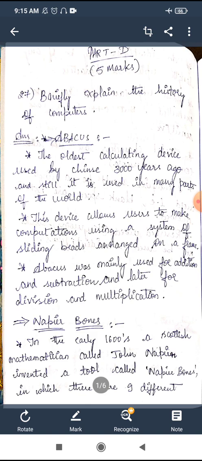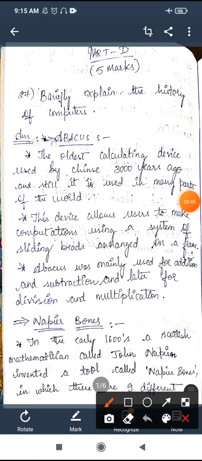So what is the question? Question goes like this: briefly explain the history of computers. So you need to explain the history regarding computers, from the oldest age to the present generation computers. So the first computer, the oldest computer, is the abacus.